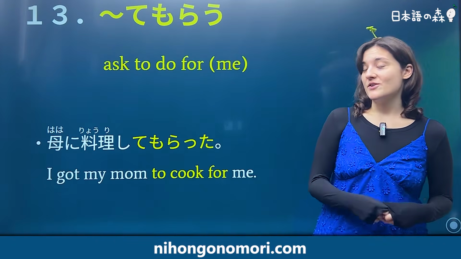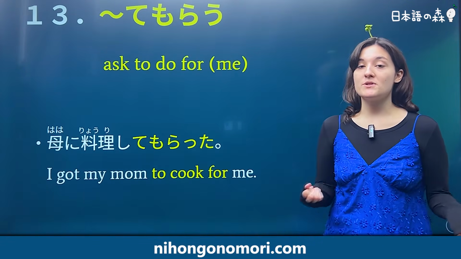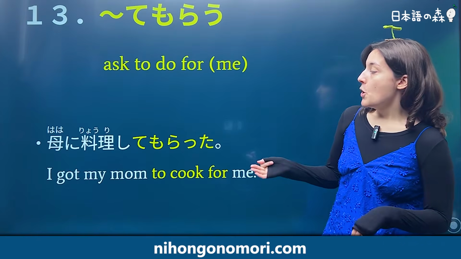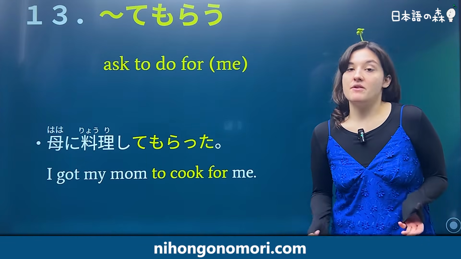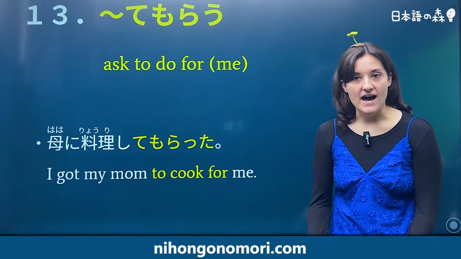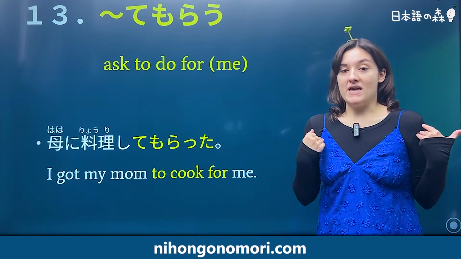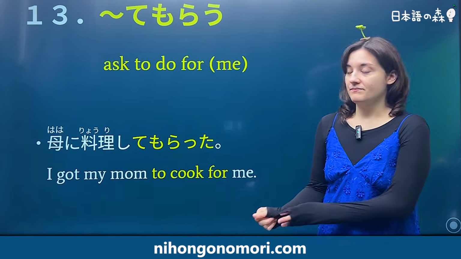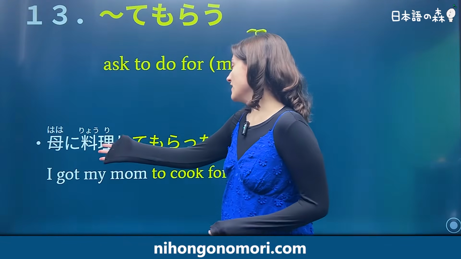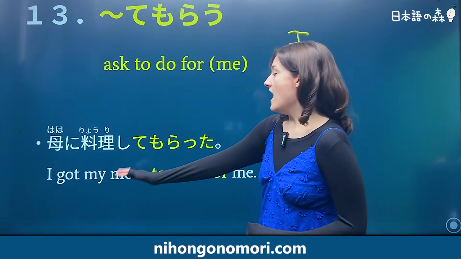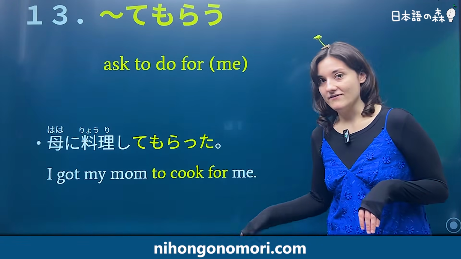てもらう. So this is the same もらう that we saw before, which means to receive. And in this case, it's like we're receiving an action that we requested be done on our behalf. So it's like asking someone to do for me, and then they actually do it. So here we have 母に料理してもらった. So I got my mom to cook for me, right?